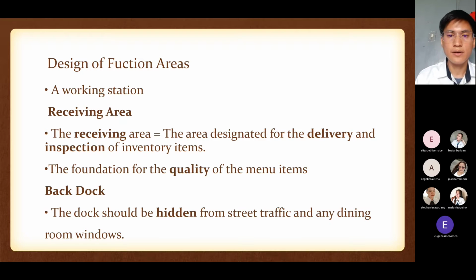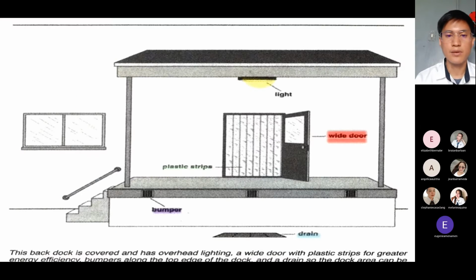So in the design of function areas, a working station has a receiving area. The receiving area is the area designated for the delivery and inspection of inventory items. It is the foundation for the quality of the menu items. Back dock: the back dock should be hidden from street traffic and any dining room windows. This is an example of a back dock covered by lighting, a wide door with plastic strips for waiters.